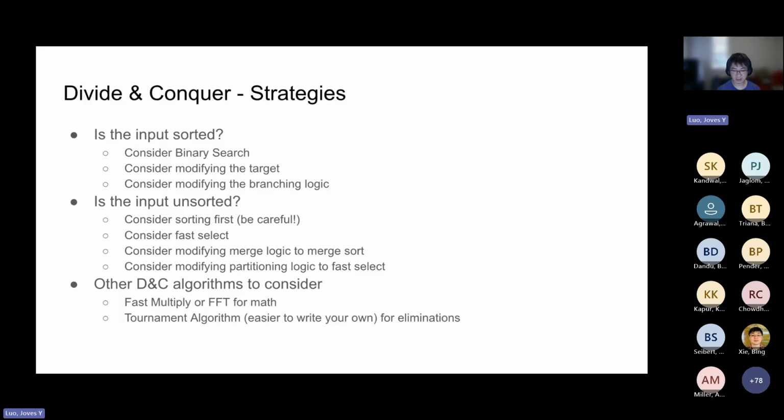For example, if whatever you're trying to accomplish is an O of n squared solution by just doing a brute force sort, it's probably not right. So recognize what the brute force is, and get better than that.